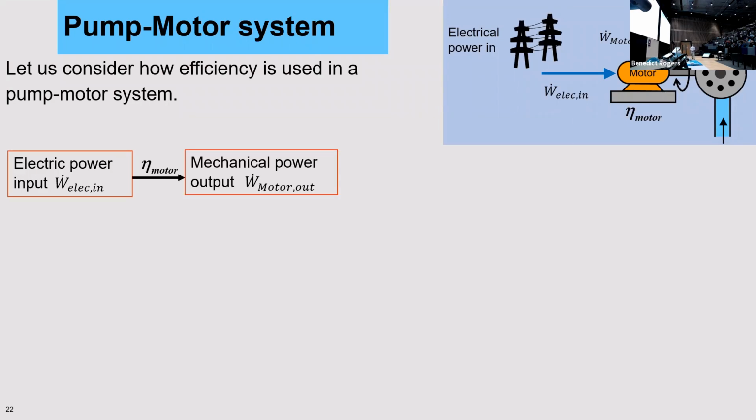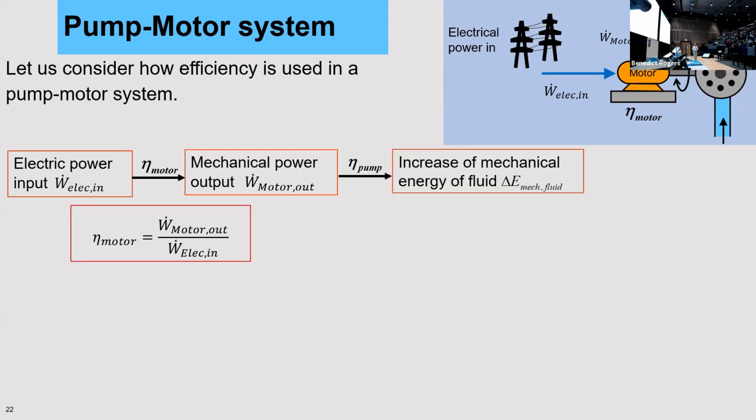pump. So we have electrical power in. So that's W-elec in. And then we get mechanical power out. There's an efficiency of that process. It's not a 100% efficient process for anything. And the efficiency of that process is equal to the power out of the motor over the energy in, which is the electrical energy in.